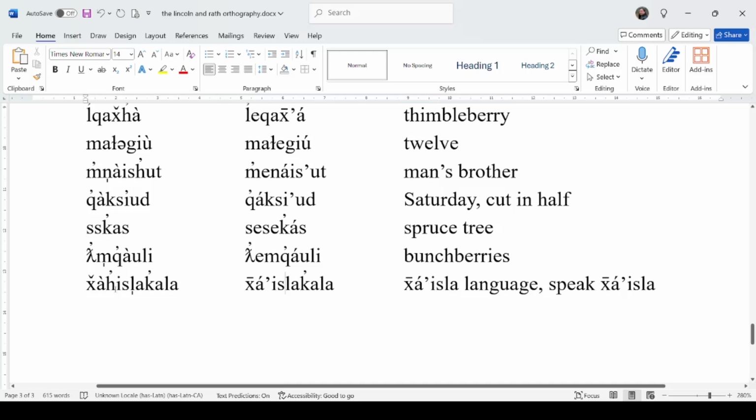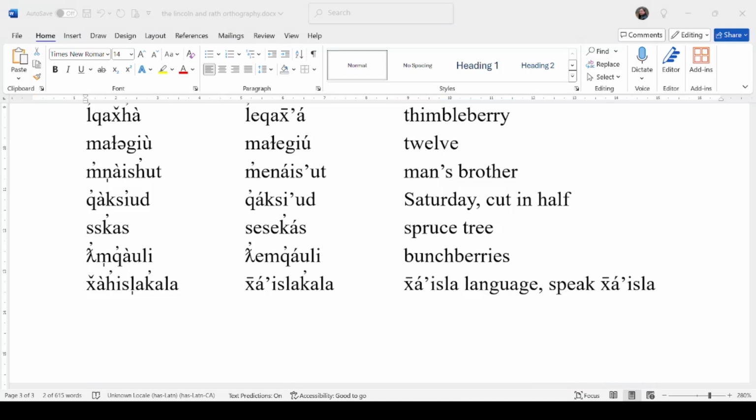But this is very interesting because this points to an older pronunciation. This is how the word used to be pronounced by our ancestors. It would actually be Haisla-kyala. But nowadays we tend to say Haisla-kyala. So we tend to not include the schwa or the E in between the S and the L. And this means Haisla language, or to speak Haisla. So that is a look at the Lincoln and Rath orthography.